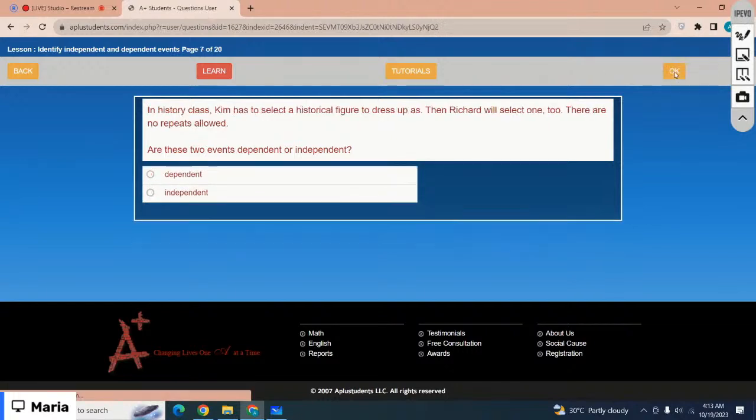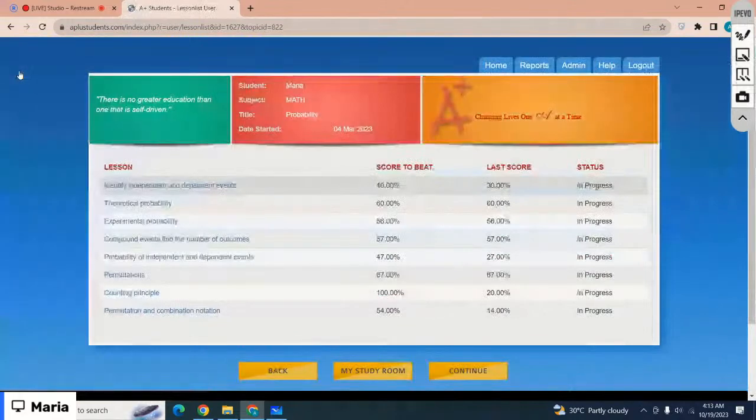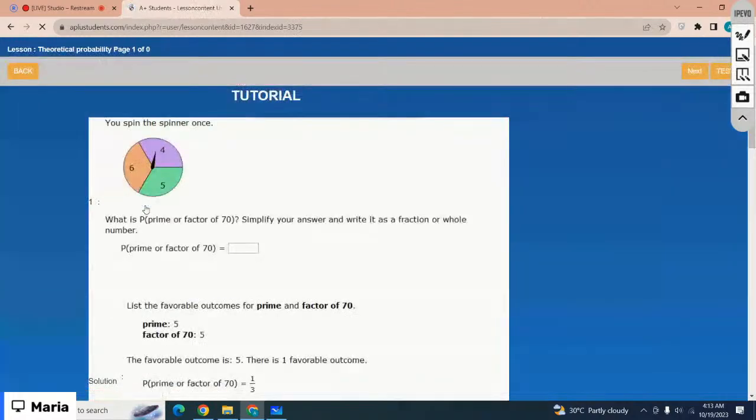Okay, you can complete the lesson by yourself later today. Let me just move on to the next lesson. Okay, the next lesson is theoretical probability.